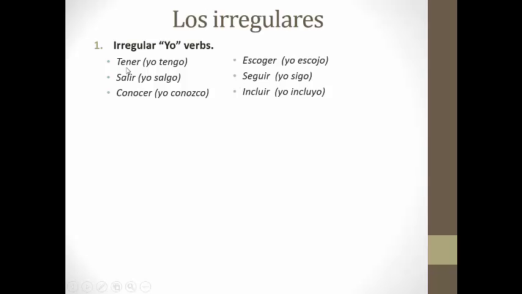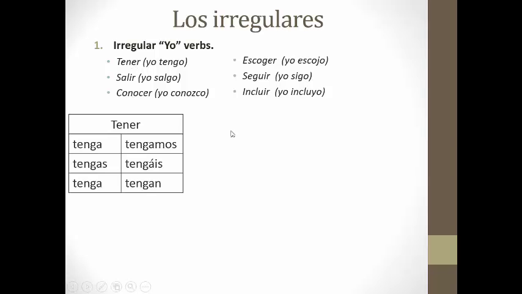All right, so let's look at a couple irregular yo verbs. Let's first look at tener. Let's take it through the formation steps. Step 1, go to the yo form. We got tengo. Step 2, drop the O. Step 3, you're adding the opposite endings. So you're going to add the A ending. So a, as, a, amos, an. Its conjugation is going to look like this. Tenga, tengas, tenga, tengamos, tengan.